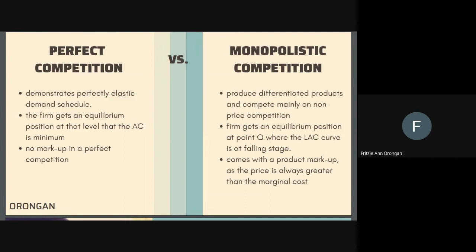And lastly, there is no markup in a perfect competition structure because the price is equal to marginal cost. However, monopolistic competition comes with a product markup, as the price is always greater than the marginal cost. Markup is the difference between price and marginal cost. Next slide, please.